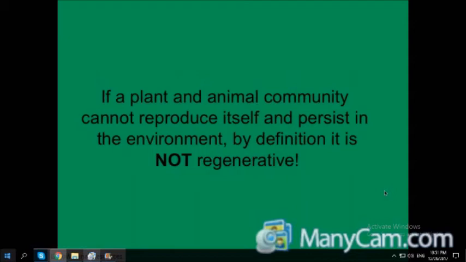If a plant and animal community cannot reproduce itself and persist in the environment, by definition, it's not regenerative. Forestry science started 300-400 years ago. They started using the term regeneration, meaning the ability of a plant community to continue to persist in time and expand. The natural resources community has taken it up, the ecological community, biology, etc. So regenerative means the ability for a system to continue as it is with natural forces only, to propagate itself, persist, reproduce, and move on.